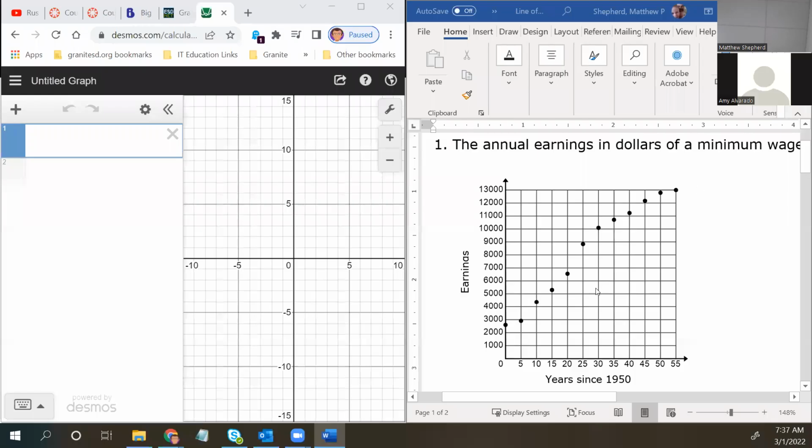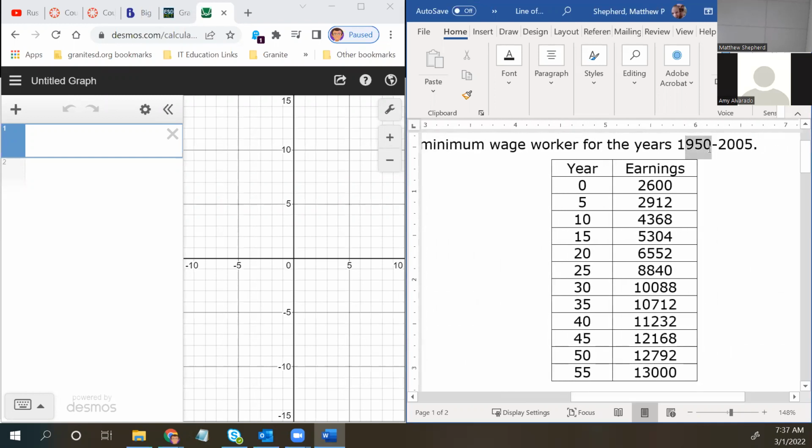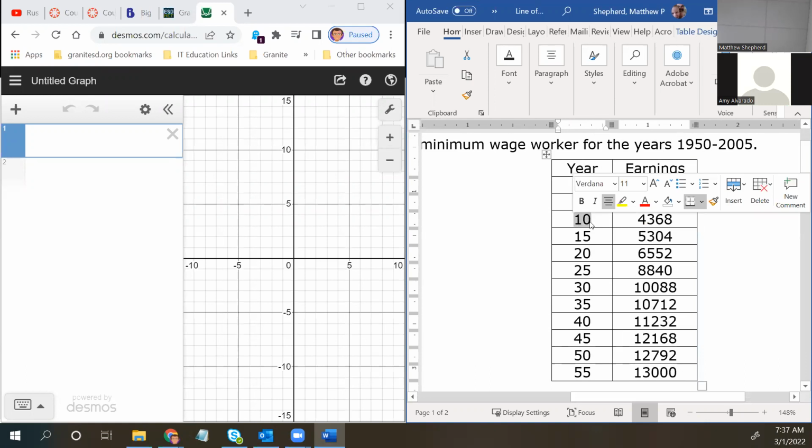All right, so right here, we've got our graph. This is annual earnings in dollars of minimum wage workers, starting at the year 1950 and going to the year 2005. So where it says year zero, that's actually in reference to 1950. So year 5 would be 5 years after 1950, so 1955. So year 10 would be 1960, 10 years after 1950. And then 55 years after 1950 is the year 2005. Hence, this goes from 1950 to 2005.